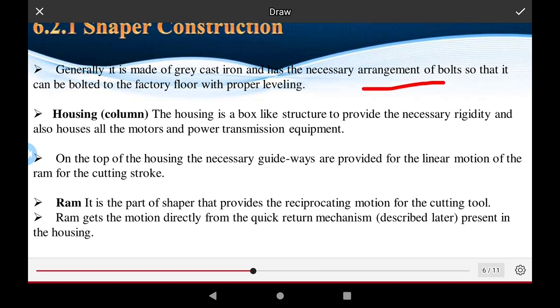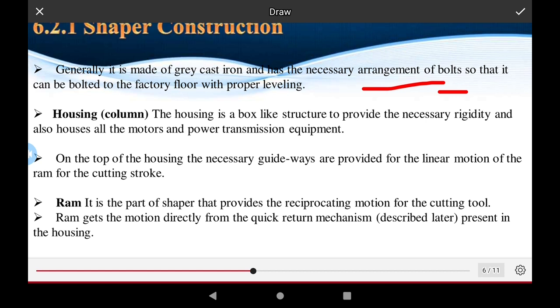bolts used for holding the tools and setting the workpiece on the table, using bolt and nut, so that it can be bolted to the factory floor with proper leveling, and the bolt is used for the machine. And the housing is the other name of the column. The housing is the box form of the machine. Okay, this structure provides the necessary rigidity, and the housing holds all the motors and the power transmission system.